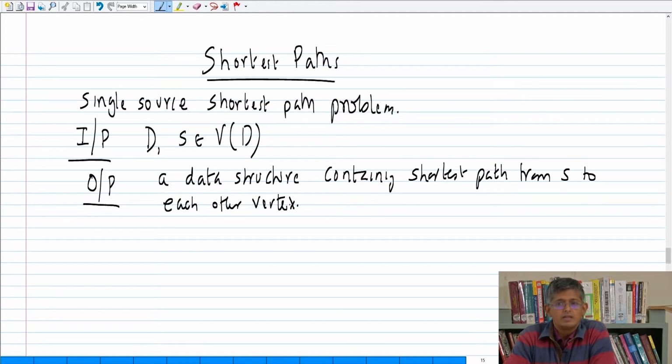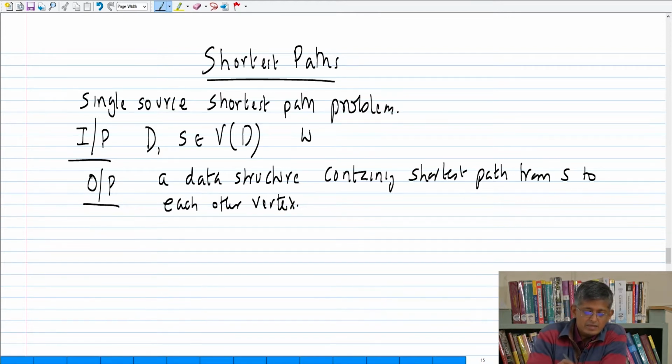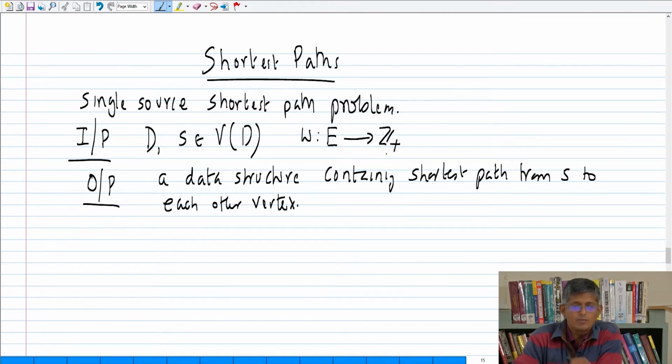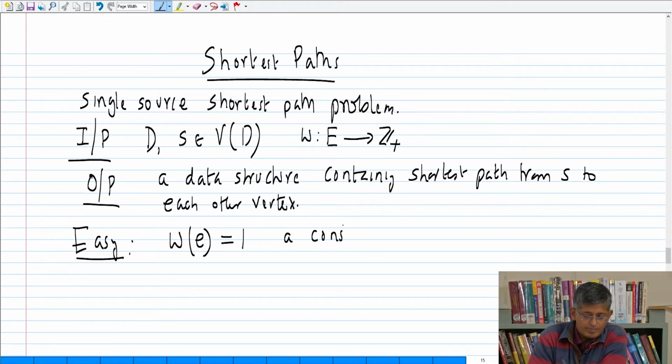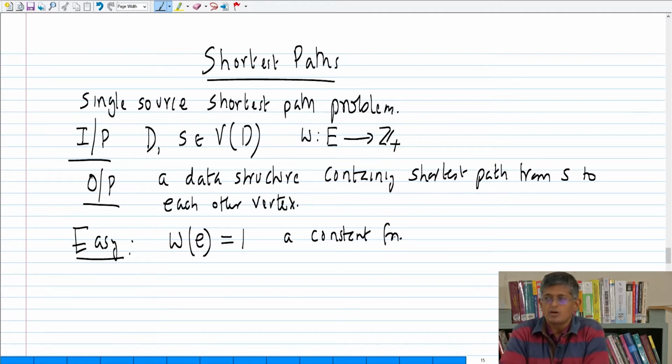Fine. So let's do the easiest one first. By the way, the edge also has a weight function W from E to the positive integers, and in this case I am going to focus only on edge weights as positive integers. So let's quickly eliminate the easy case. If the edge weight is a constant function, W of E is 1, can you give me an efficient algorithm? BFS, right? So that's quite obvious.